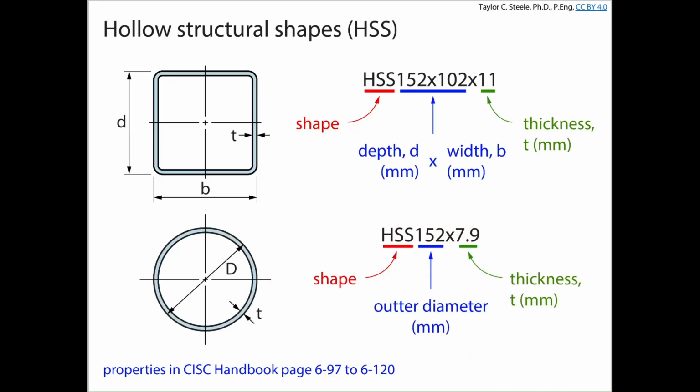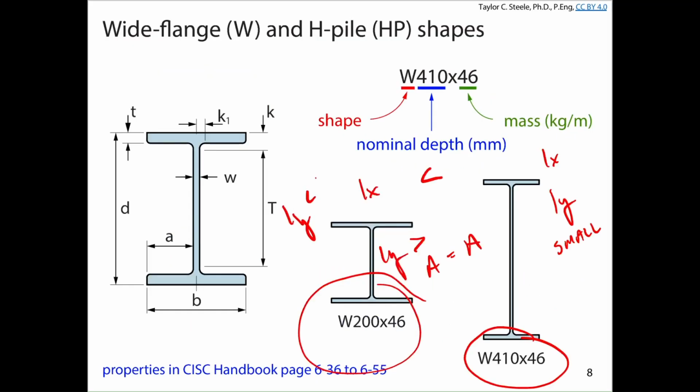HSS are also very effective and very efficient. There's a lot of steel area far away from the centroid of the cross-section, and they're symmetric. In a wide flange section, for example, IY is going to be less than IX. So if you think about the use of steel as a column or as a brace, the use of steel isn't as efficient as it could be because it's going to buckle about the weak axis rather than the strong axis.